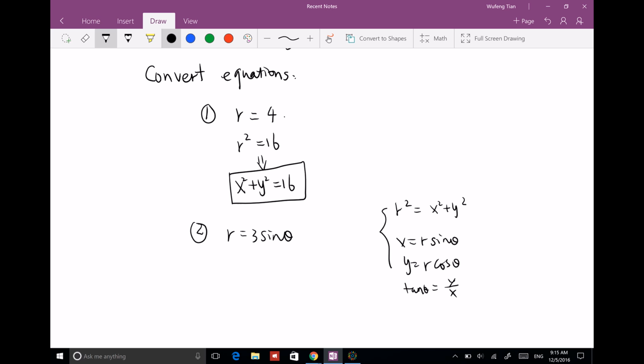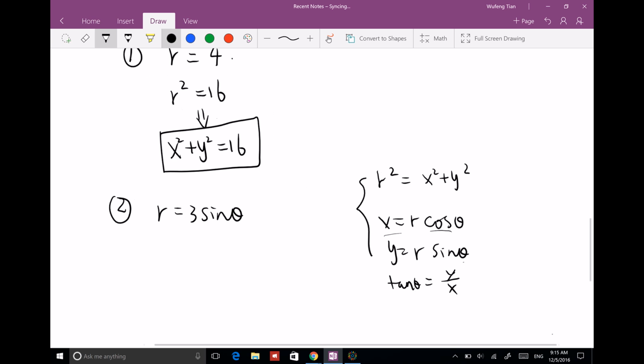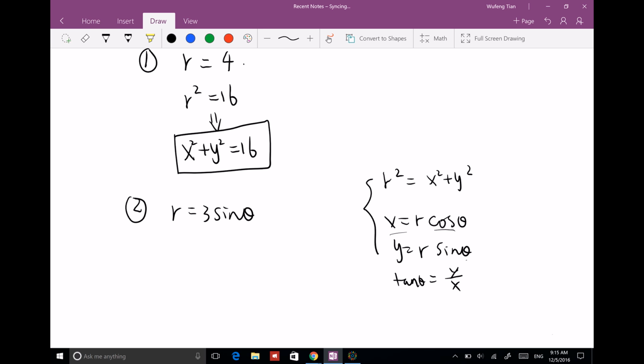Okay, so right here you see r equals 3 sine theta, right? Can I use any of the formulas? Oh, x equals r cosine, my bad. Which one do I think I need to use? This one? Or this one? This is sine theta. This one, right? Because this is r sine theta.